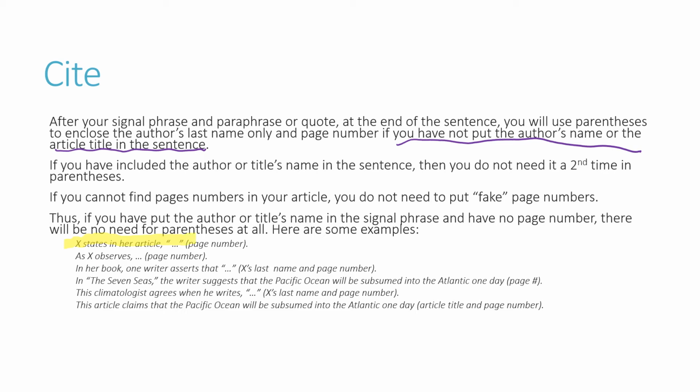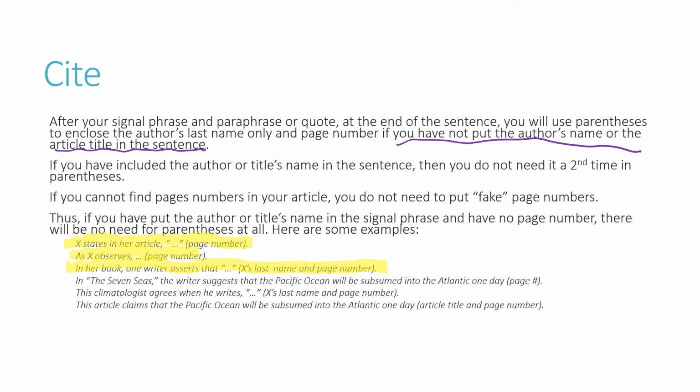X states in her article, and then you have a quote, and then you have the page number. Now remember, if you can't find a page number, you don't need anything in parentheses. All you would have is the author's name in the signal phrase. Similarly, as X observes, or in her book, one writer asserts that, if this is how you're choosing to cite the sentence, this is where you would put the author's last name and page number, because you don't have the writer's name in the signal phrase. It therefore goes in parentheses.